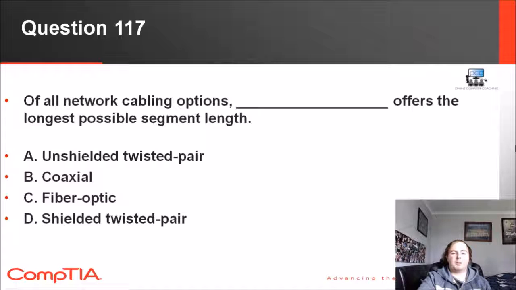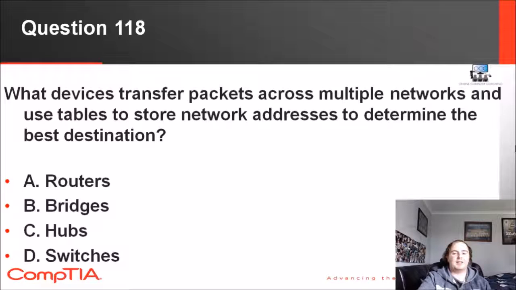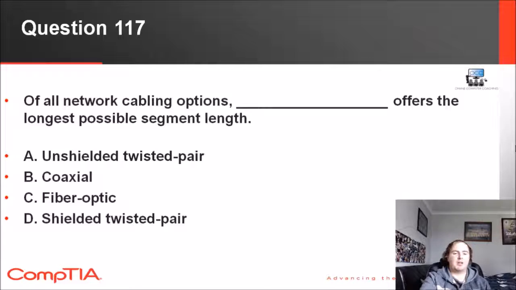Question 117: of all network cabling options, blank offers the longest possible segment length. We've got unshielded twisted pair, or UTP, coaxial, fibre optic, and shielded twisted pair. Again, we've got some copper listed here. Fibre optic wins again, guys, and that is the answer. It's able to travel multiple kilometers, whereas the other cable types can generally go a couple hundred meters before interference gets involved.